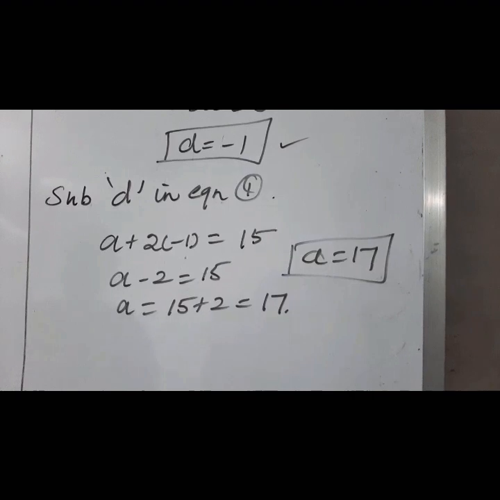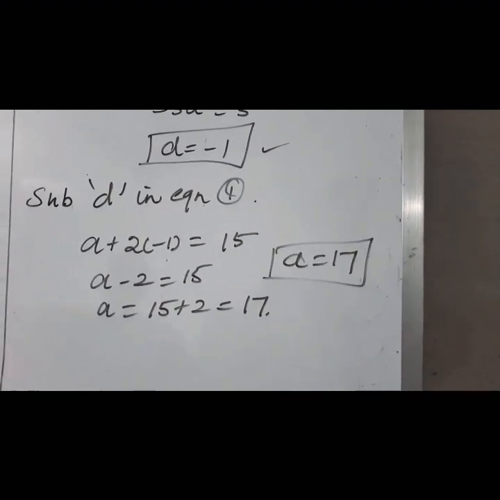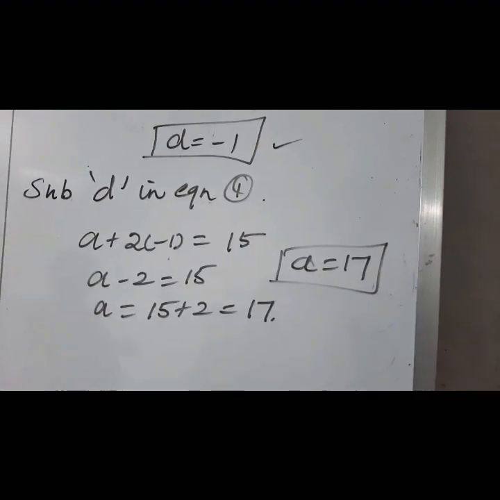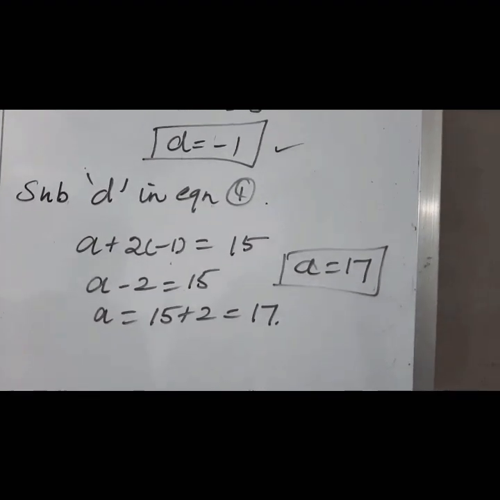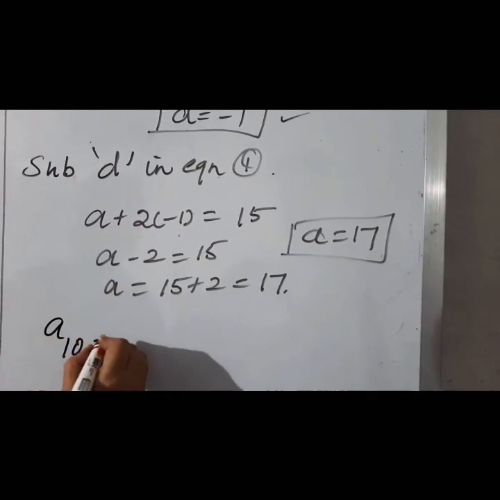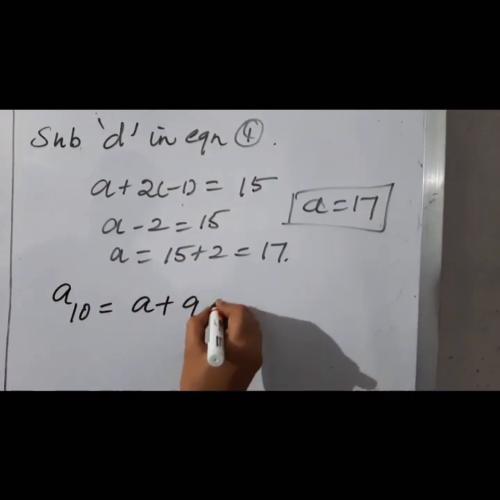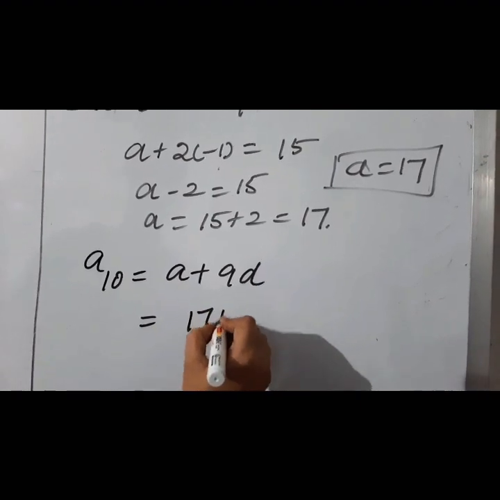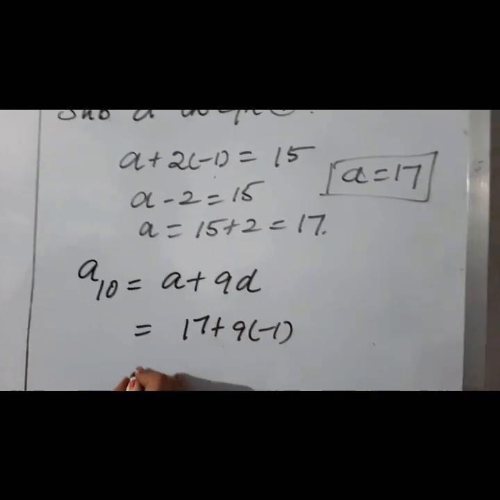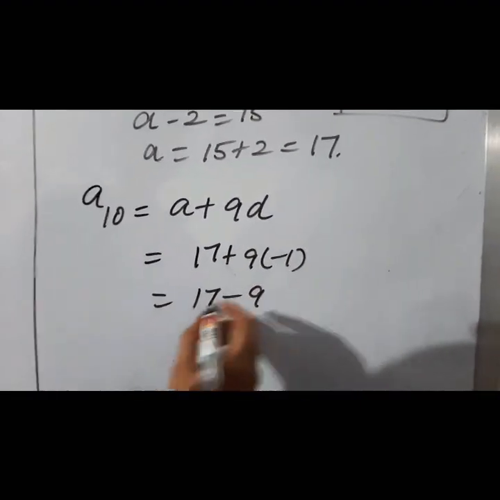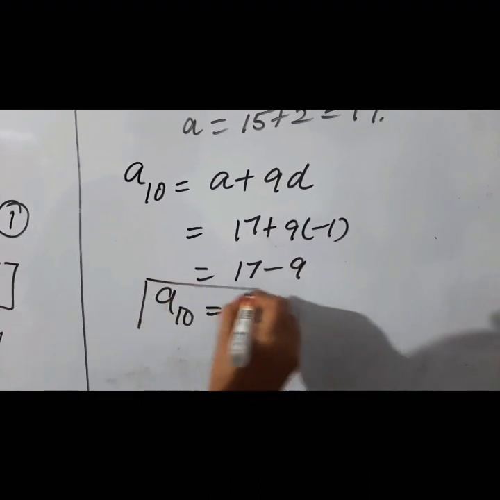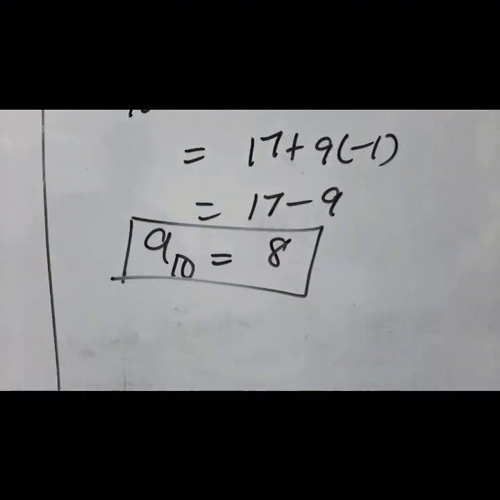What they ask you to find out in the question, we need to find out d and a10. Got the value of d, we got the value of a. Now we will find out what is a10. How will we find out a10? a plus 9d. That is equal to 17 plus 9 into minus 1. 17 minus 9, which is equal to 8. The value of a10 is 8.